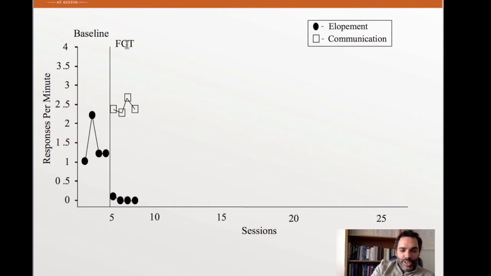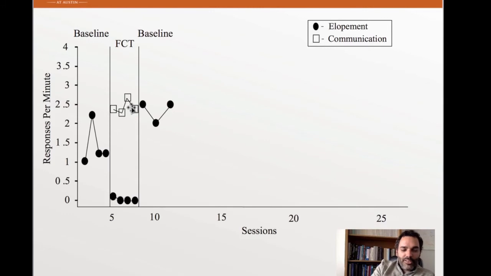Now as we look between phases, after we implemented our intervention, in this case functional communication training, we see an immediate drop in challenging behavior. So we see an immediate drop and we see a change in level and we see relative stability here in the data during our intervention. We also add in our adaptive behavior data that we began collecting here, and we see high levels of communication.